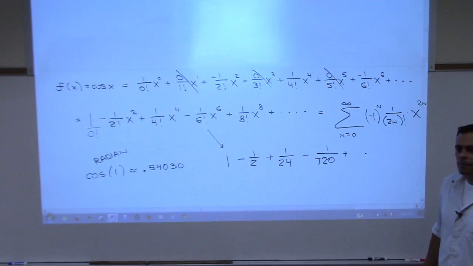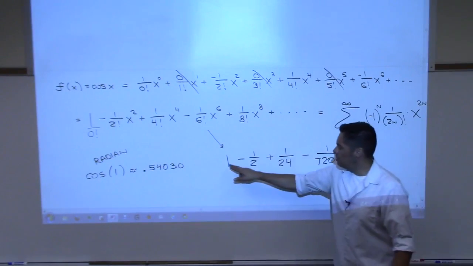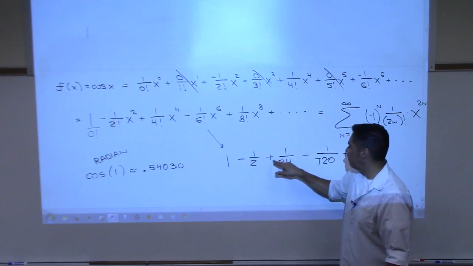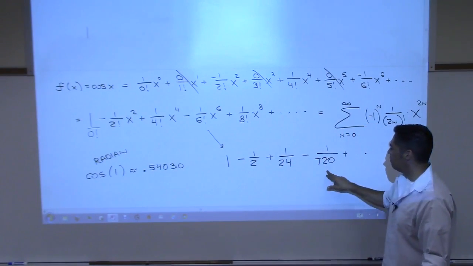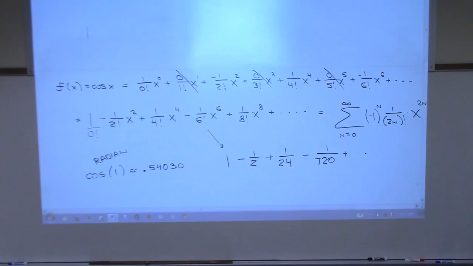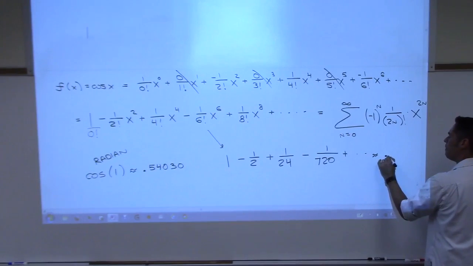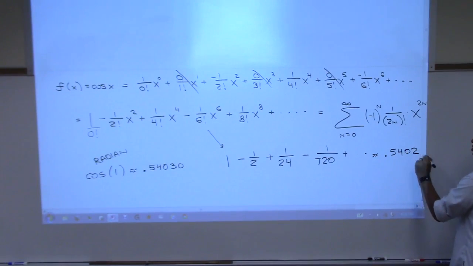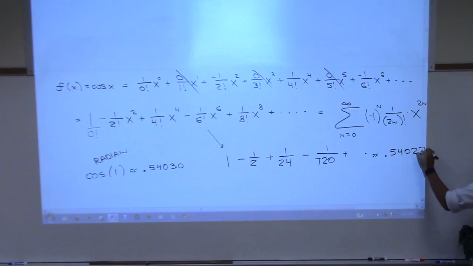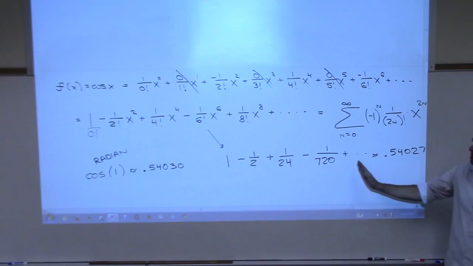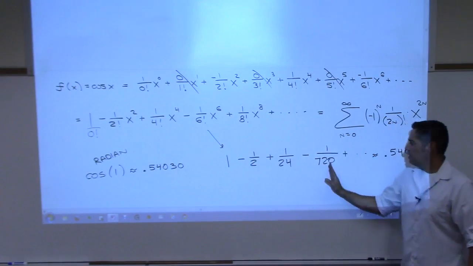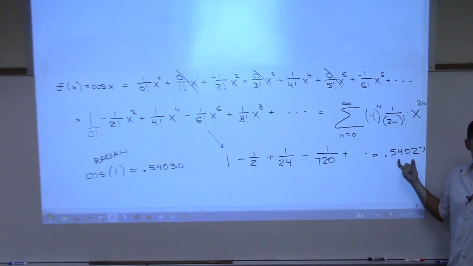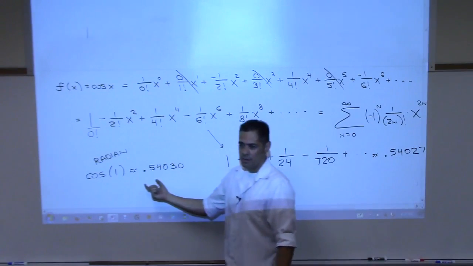What do you get? I want 1 minus 1/2 plus 1/24 minus 1 over 720. This is approximately 0.5402. Okay. So look, I stopped at the 4th term, and I'm pretty close to what your calculator got, right?